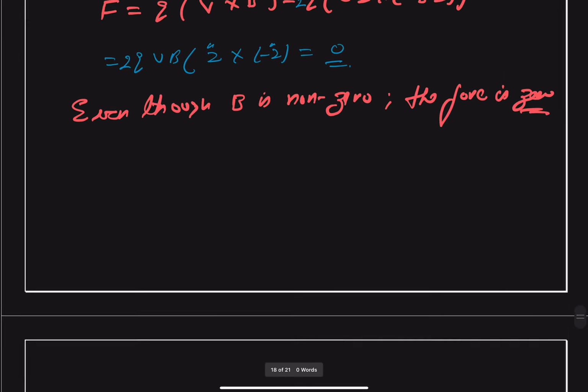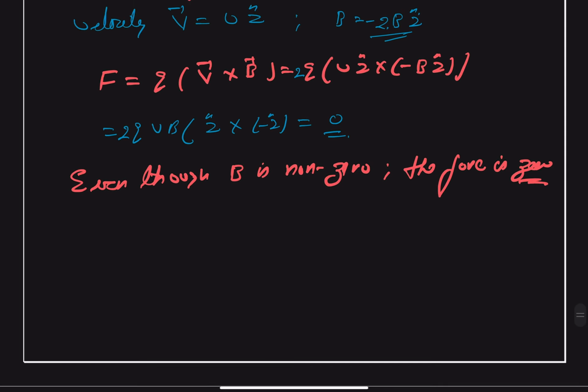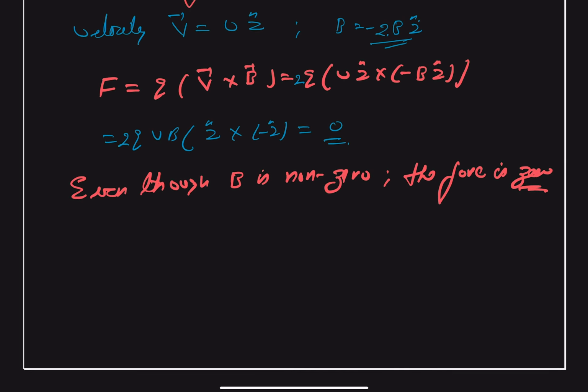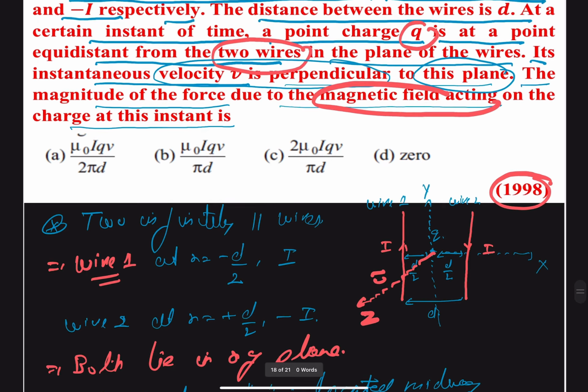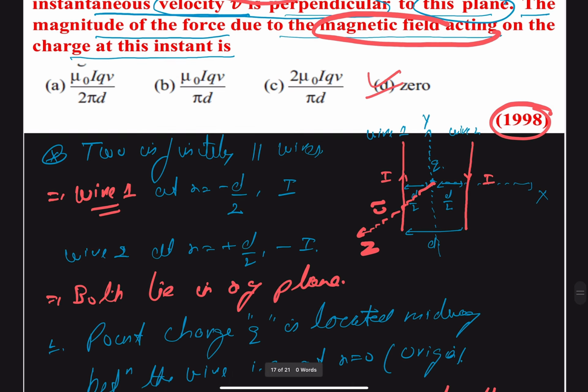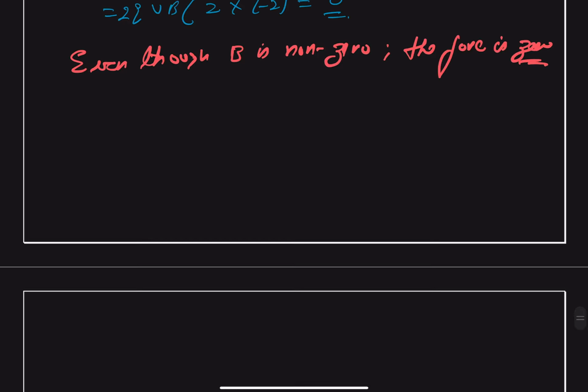So these were the questions that were asked in the year 1998. This completes all the questions. Thank you. I forgot to mark the answer. One second. Yes, it has to be 0. So option D is correct. Option D is correct. Now finally all the questions are done. Thank you.